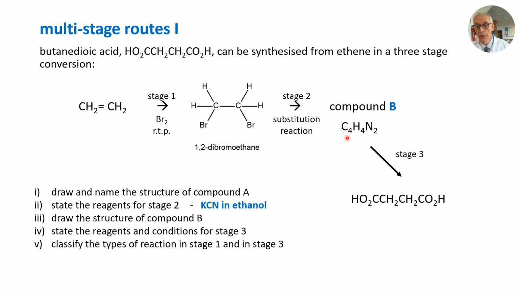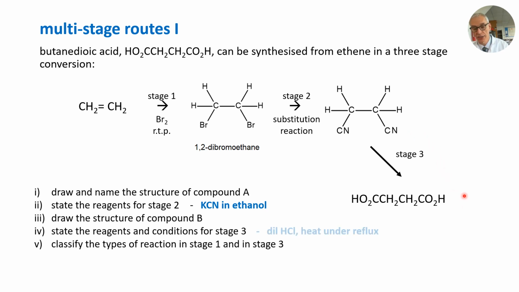So compound B, whoops, I've forgotten to answer the question, what are the reagents? KCN in ethanol. Then compound B, we've substituted the nitrile group for bromines twice. Then what are the conditions? We're going from the nitrile group to the dioic acid. Well, that's hydrolysis. Dilute hydrochloric acid, heat under reflux.